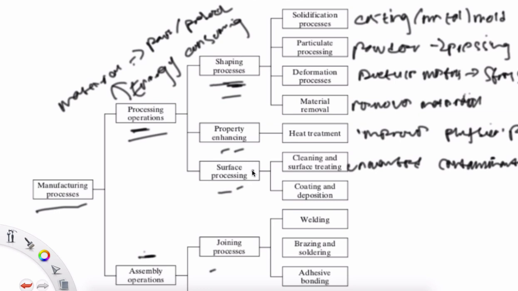And then coating and deposition. Here we talk about applying a coating of material to the exterior surface of the workpart. Common coating processes include electroplating, anodizing of aluminum, and organic coating. We can call it painting. So the surface treating here is to apply the coating material to the exterior surface.